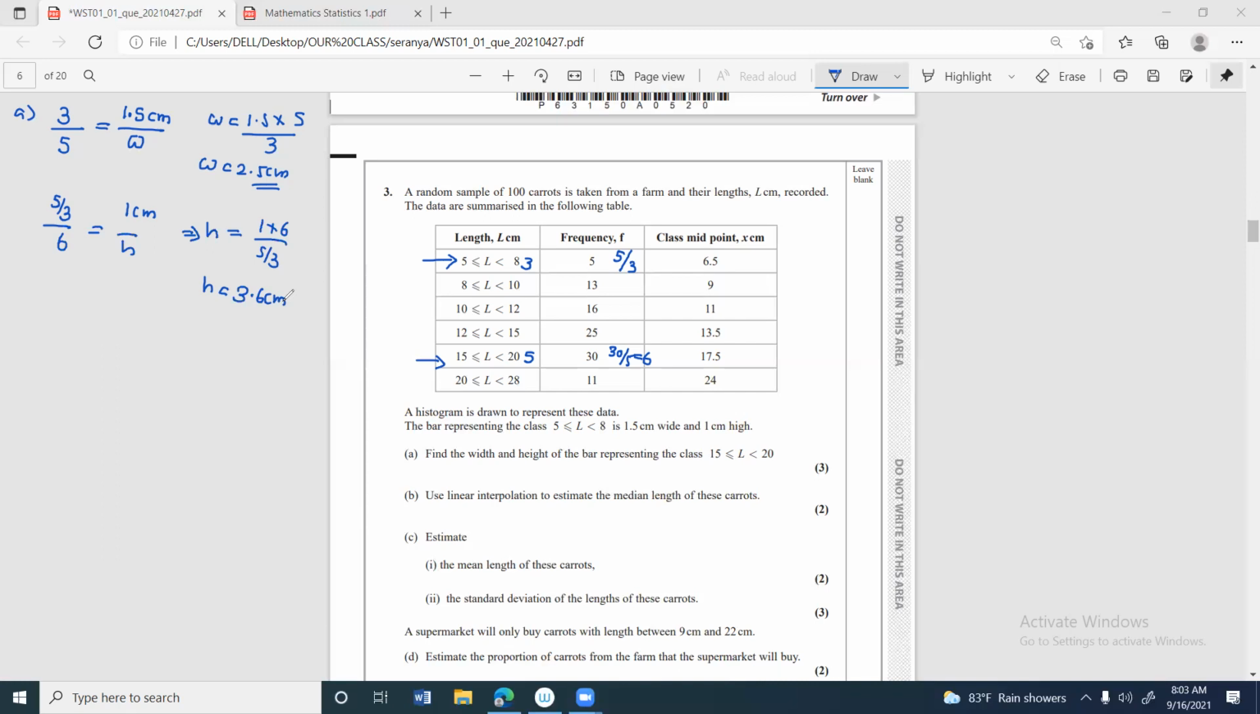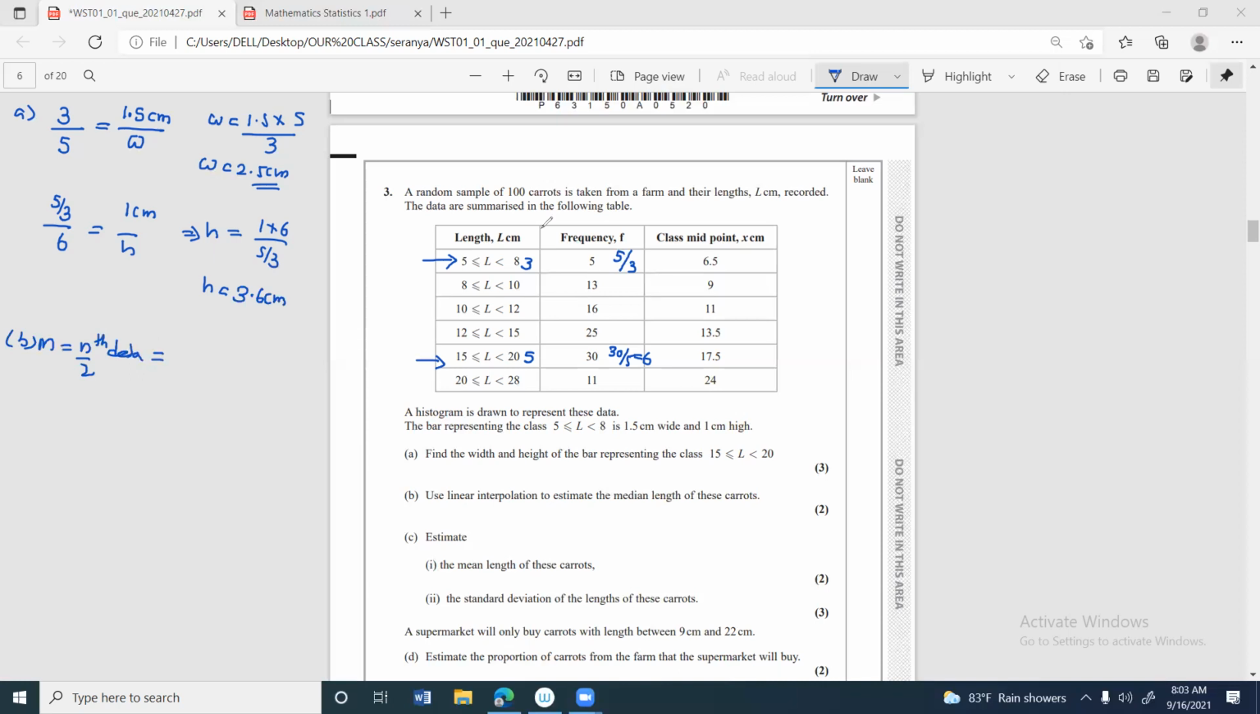Then the next fact of it. So now you know these facts over here, right? Use a linear interpolation to estimate the median length of the carrots. To find the median, we can use the usual formula. We know that the median is equal to n divided by 2 data. That's the definition for that.